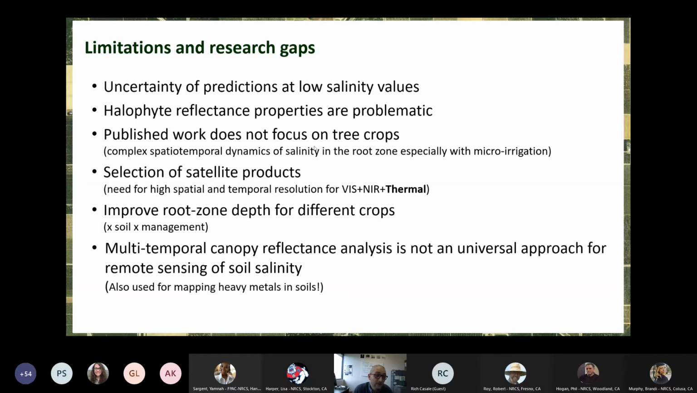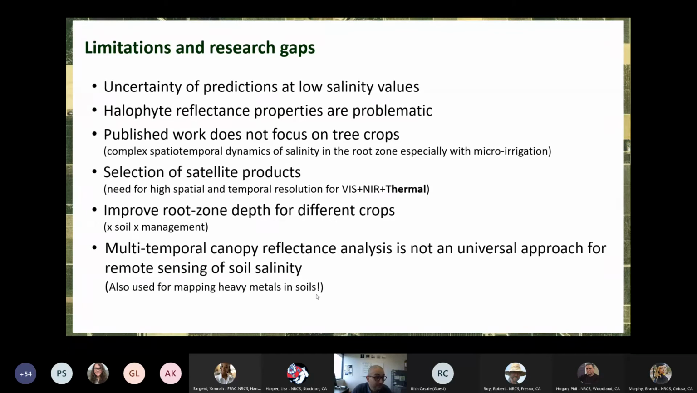There's also not much work done on tree crops, and that's what we are focusing on. Then we are testing how to better introduce different types of source data from remote sensing, including thermal, to improve the mapping method. And we need to better define what root zone means and what the depths are at which we are actually mapping salinity. So we need better inclusion of soil and management information in our models.